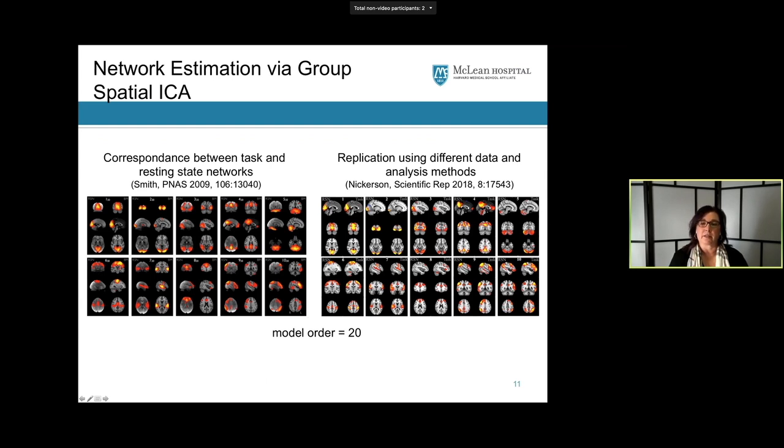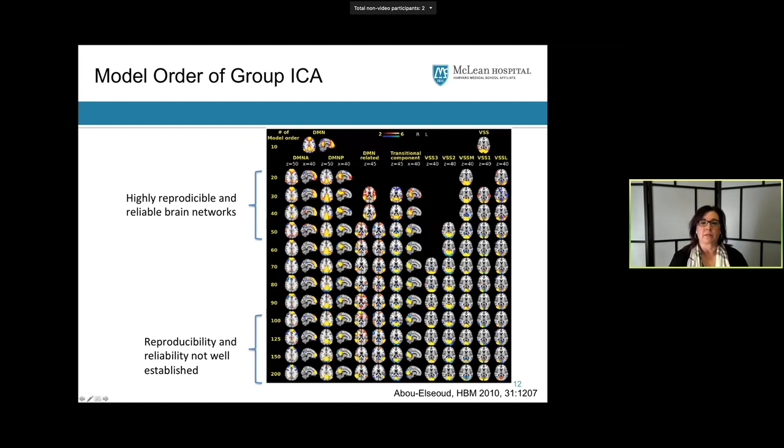If you look at the resting state networks on the left-hand sides of each of these panels and the task networks on the right-hand side, you see strong spatial similarities between the resting and the task networks. And we see this replication across these two different studies. So at low model orders, we can really obtain these highly reliable and reproducible large-scale brain networks. That's working in this regime of ICA decomposition, where we see default mode networks and visual networks.